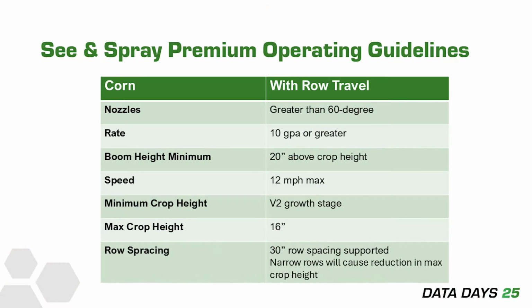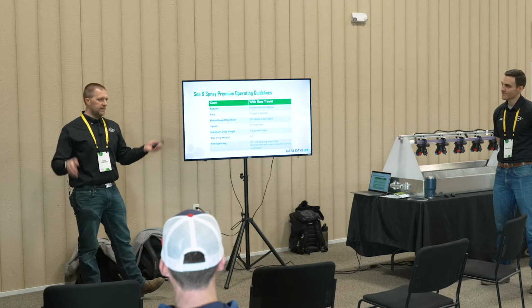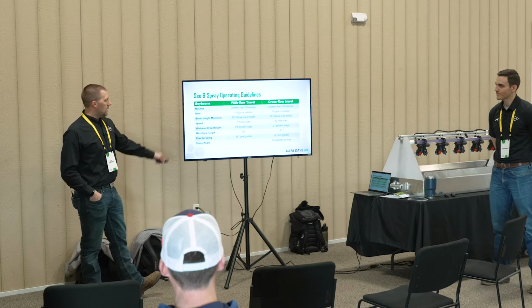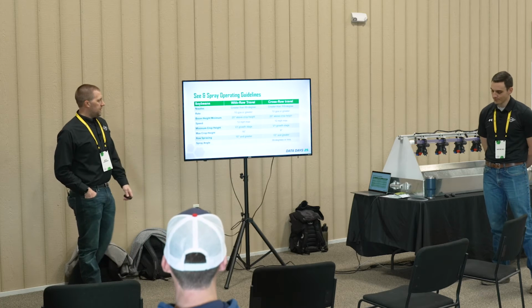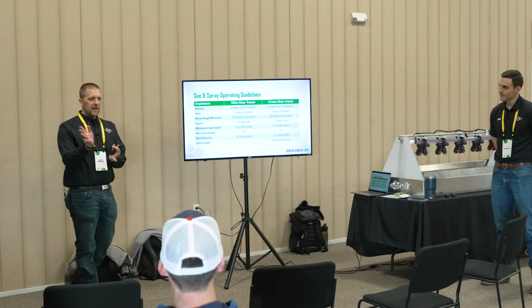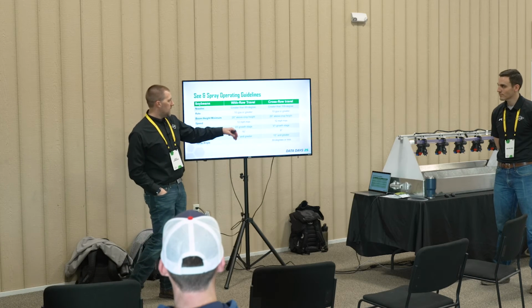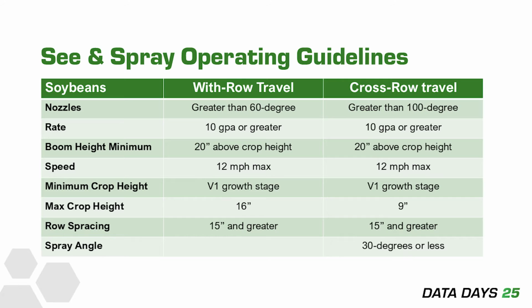Then row spacing, we recommend 30 inches. Obviously, we've got a lot of 20s and 22s. That's all capable. We just lose that as we canopy, so it's hard to make a blanket statement for everything. When we turn over to the soybean side of things, there is capability of spraying with the row and at an angle. We can spray approved up to about a 30-degree angle off the row. And then again, the rates, the boom heights, and speeds are all the same.